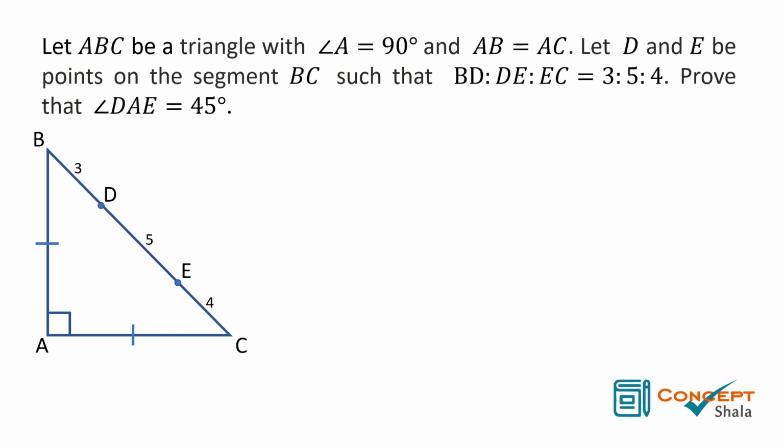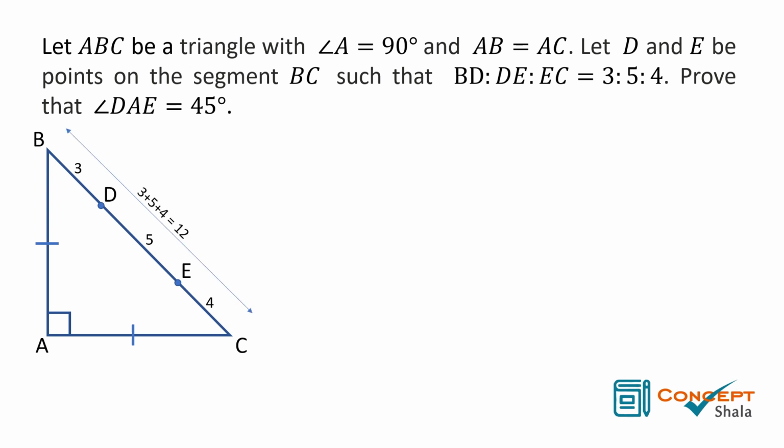Remember that these numbers are not the actual lengths of those segments. The actual lengths are not important here because the diagram can be scaled up or down while maintaining the ratio 3 is to 5 is to 4. For the sake of better understanding, let's assume that the lengths of the segments are actually 3, 5 and 4. We can also solve the question assuming that the lengths are 6, 10 and 8, which are also in the ratio 3 is to 5 is to 4. But for now, let's assume them to be 3, 5 and 4. Then the total length of BC is 3 plus 5 plus 4, which is 12.